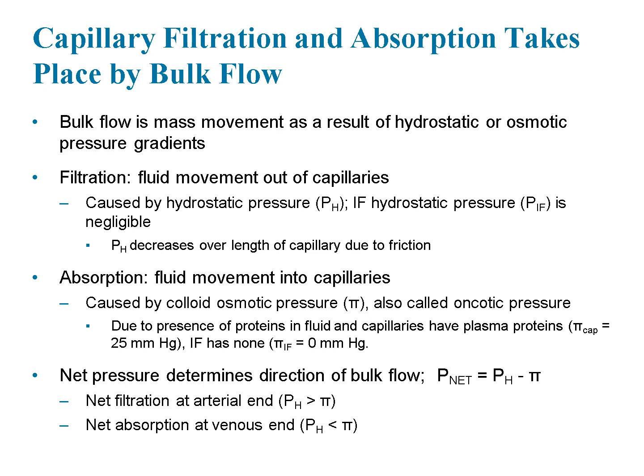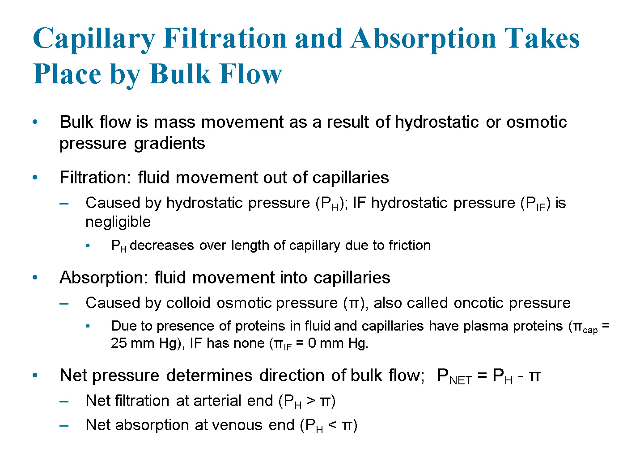The net pressure at any given point in the capillary determines the direction of bulk flow. This is calculated as hydrostatic pressure minus colloid osmotic pressure. At the arterial end of the capillary, hydrostatic pressure is greater than osmotic pressure, resulting in net filtration. At the venous end, hydrostatic pressure drops below osmotic pressure, leading to net absorption of fluid back into the bloodstream.